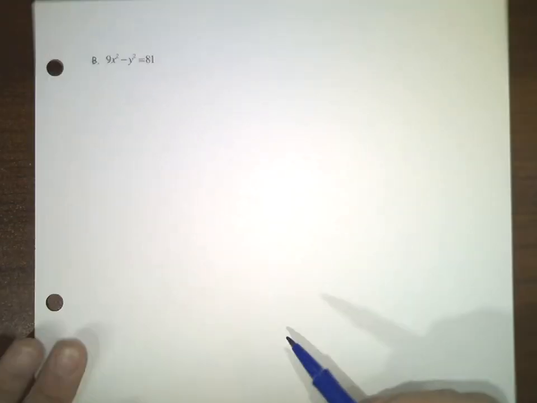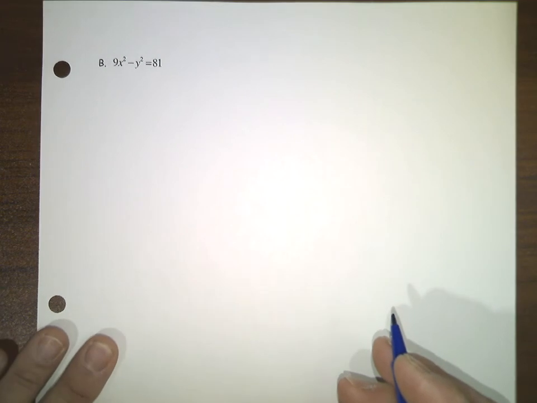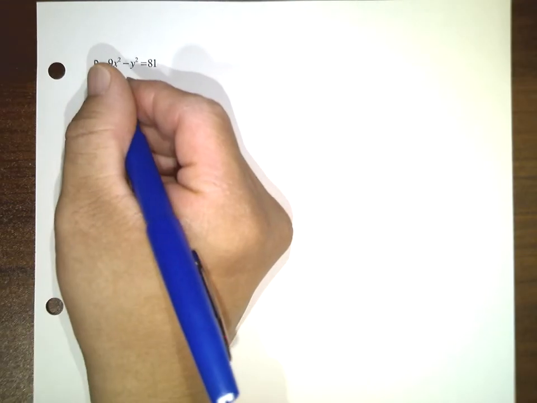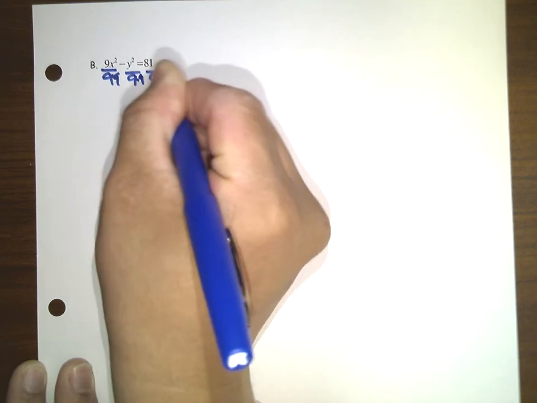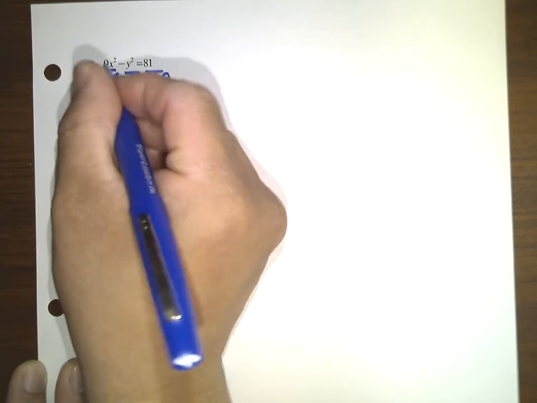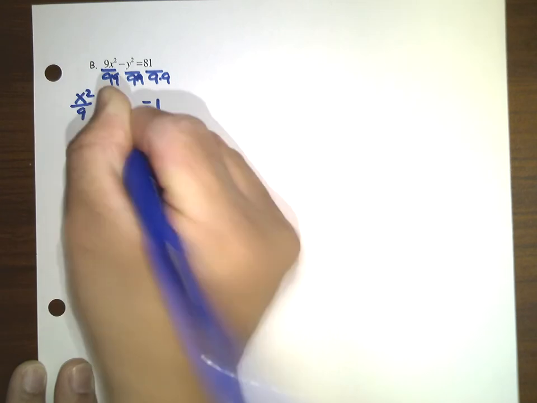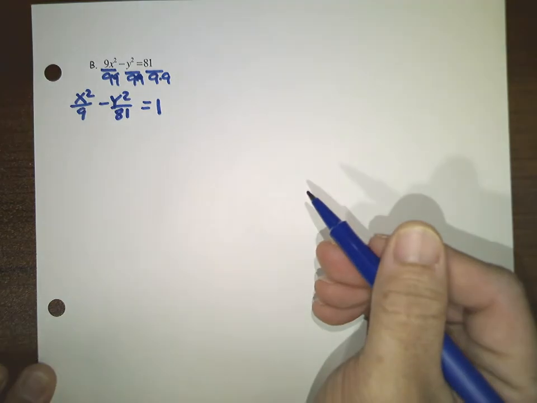So here we have 9x squared minus y squared equals 81. Remember that these need to be equal to 1, so we will do something similar to what we did for the ellipse. We'll divide by 81, not 9. I didn't even realize I just did 9 and not 9 times 9. So 81 over 81 is 1, and 9x squared over 81 is just x squared over 9, so that's x squared over 9 minus y squared over 81 is equal to 1.